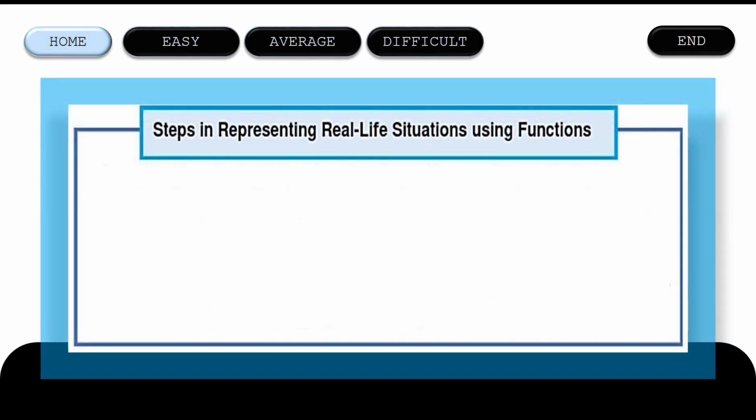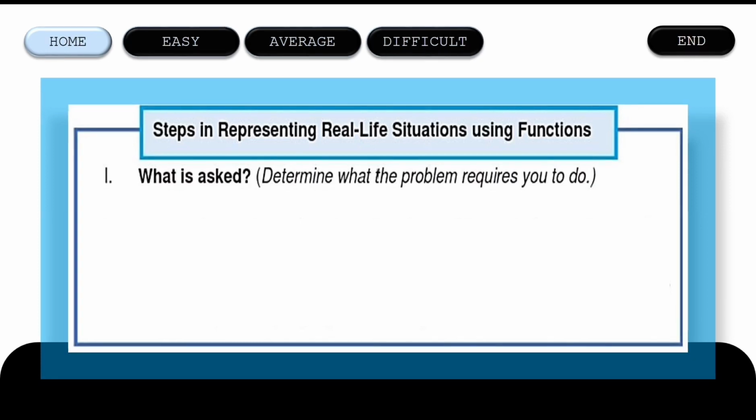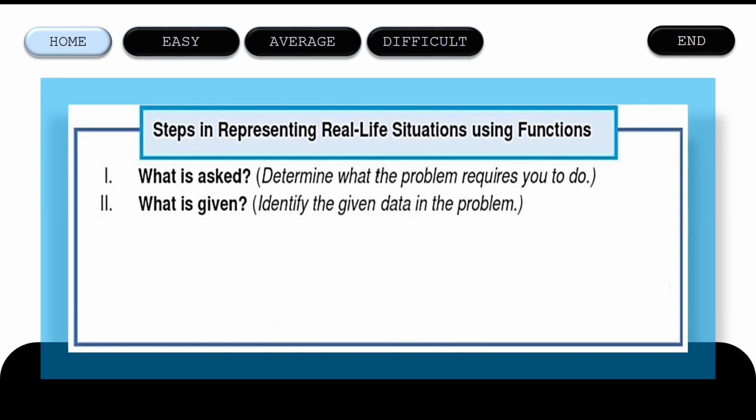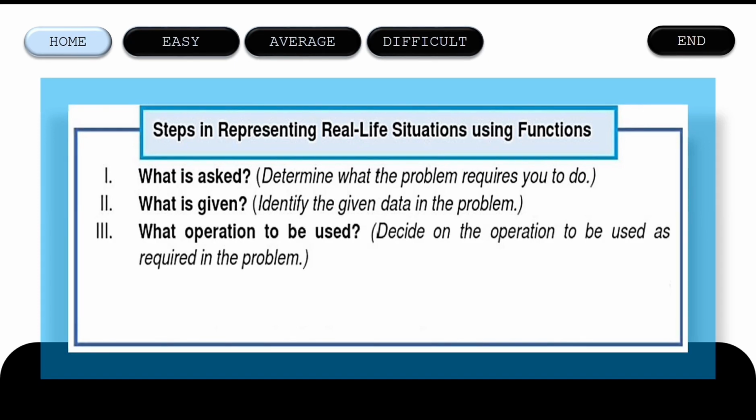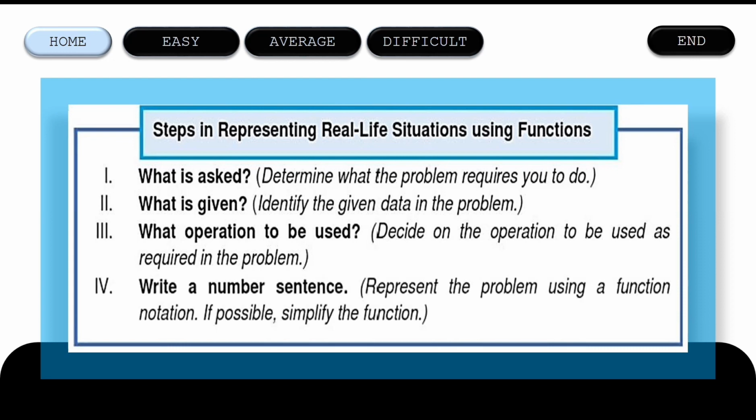In performing the operations and compositions of function, may apat na hakbang din tayong dapat sundin. Una, what is asked? Basically, all you have to do sa step na ito is to determine what the problem requires you to do. Next, ang what is given. Ito naman natin tutukuyin ang mga datos na ibinigay ng problem. Pangatlo, what operation to be used. Aalamin natin kung ano ang operation na dapat nating gamitin batay sa konteksto ng problem. Panghuli, pagsulat ng number sentence kung saan dito na irerepresenta ang problem gamit ang function notation.